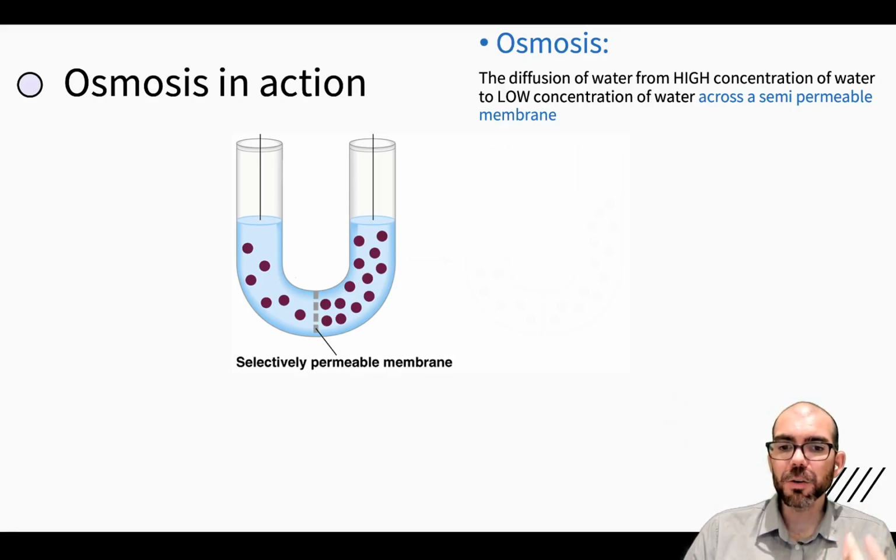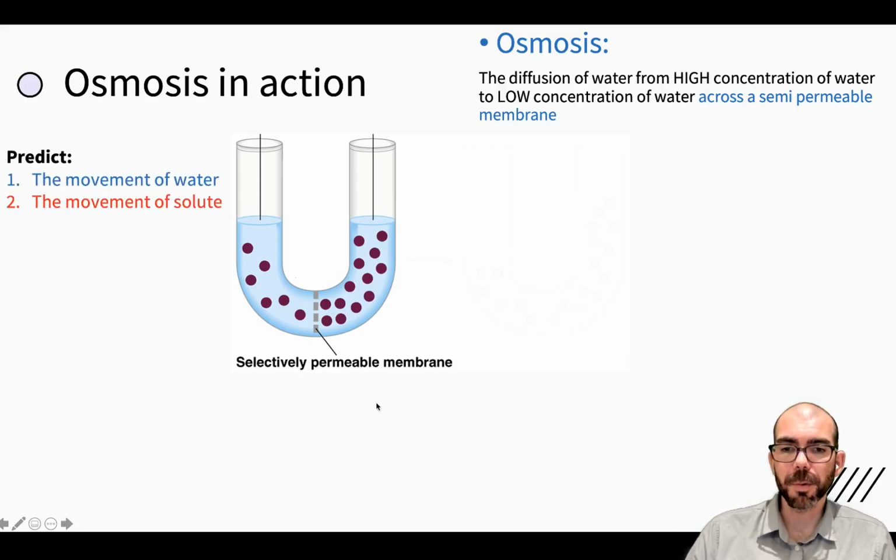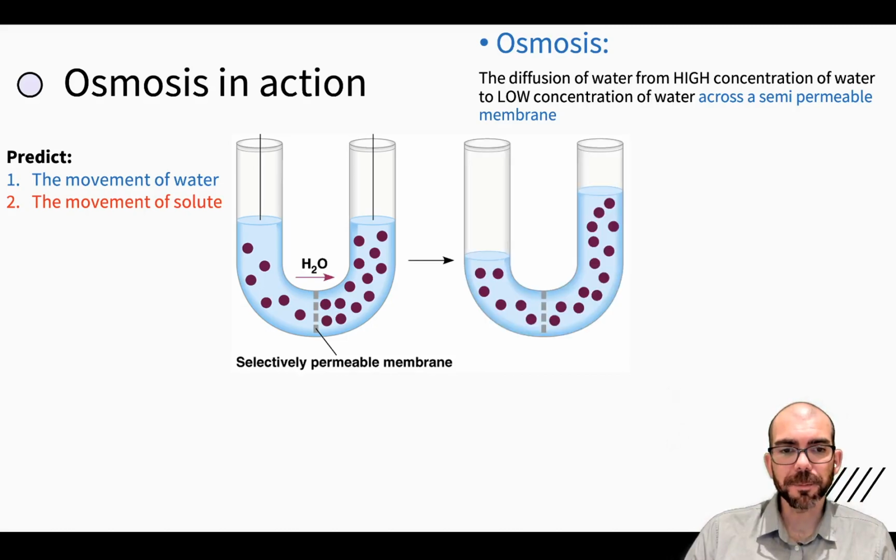Here I have set up a U-tube apparatus. On the left-hand side, I have a couple solute molecules and a good amount of water. On the right, I have more solute and less water. And these two sides are separated by a selectively permeable membrane. Take a moment, predict what you think the movement of water will be in this system and what the movement of solute will be. Let's see if your prediction was right.